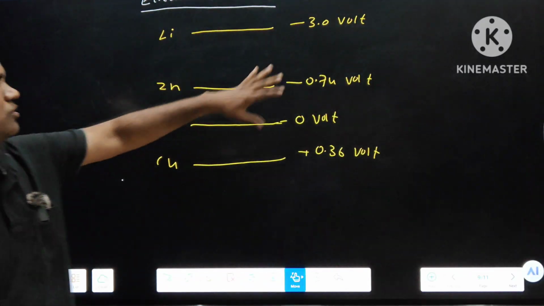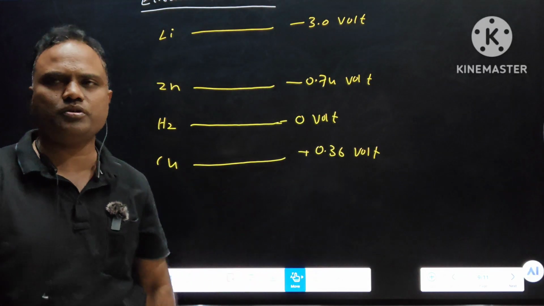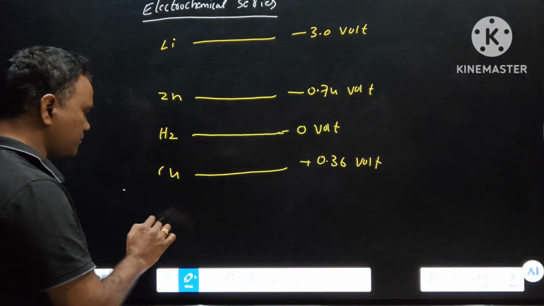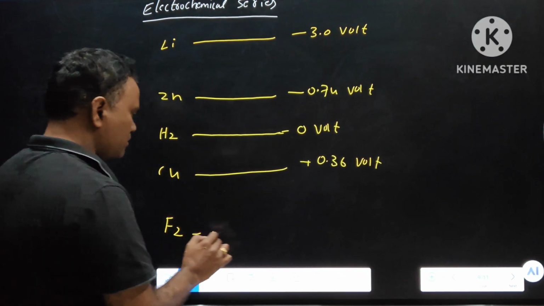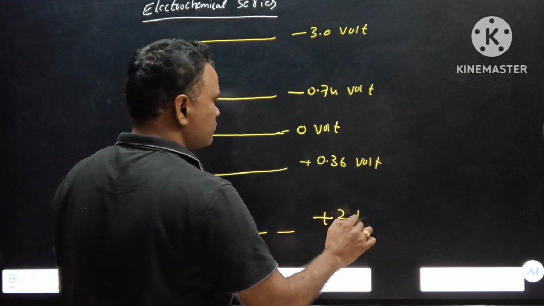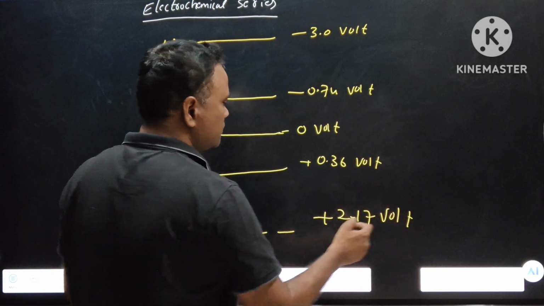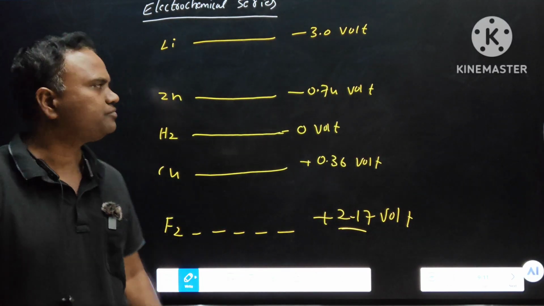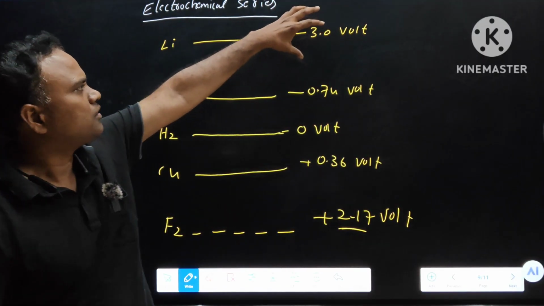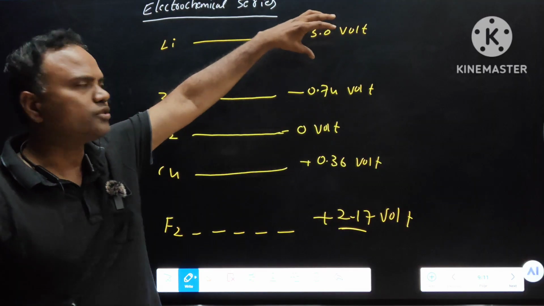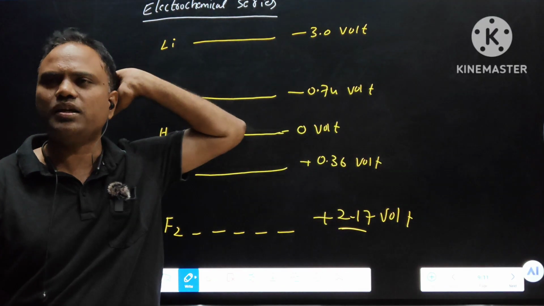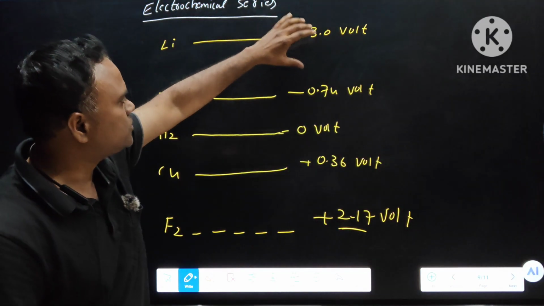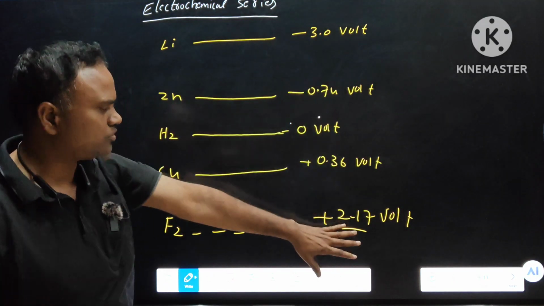Look at this, just observe minus to 0, 0 to positive, observe that only. Clear? You need not learn the values; they will be given to you. Fluorine, a non-metal electrode, its value is plus 2.17, something like that. We need not memorize the values, because there are so many metals, and they won't ask about values every time. Minus to 0, 0 to plus.